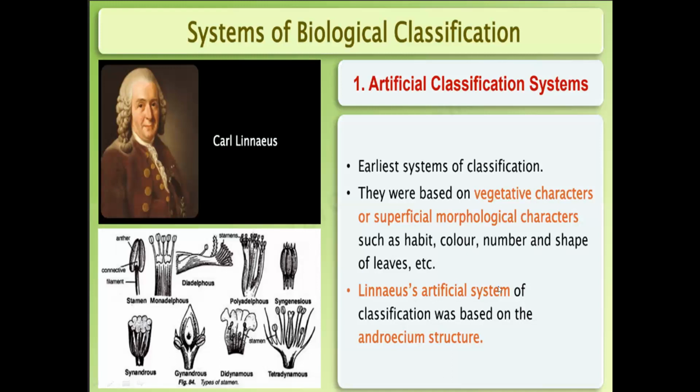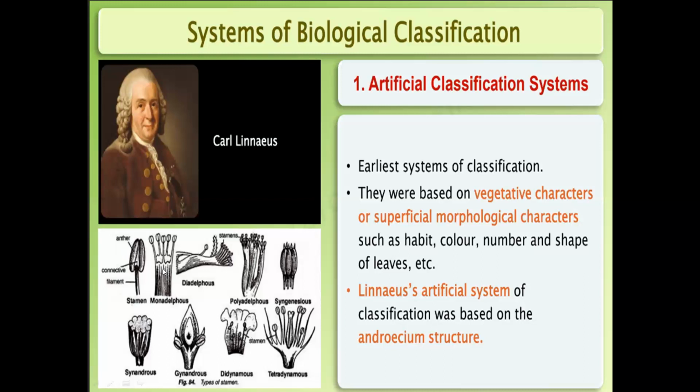Linnaeus's artificial system of classification was based on androecium structure. These are the different structures of androecium. What is androecium? Androecium and gynoecium: the androecium is the male reproductive part. It is made up of filament and anther, together called the stamen.